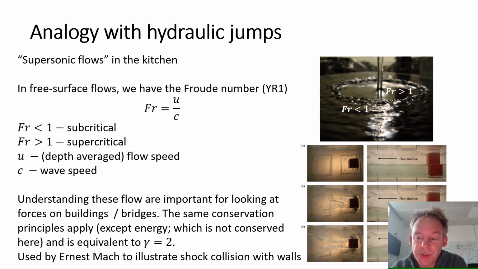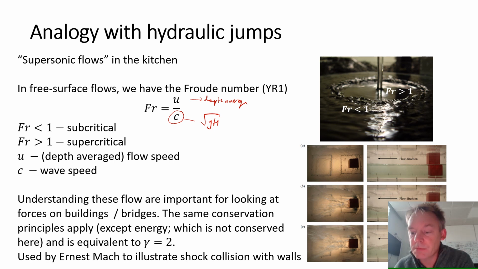There are very important physical differences. The first thing is that in shallow water flows we use what's called a Froude number, which is equivalent to our Mach number. It's defined as the depth averaged velocity divided by the wave speed on shallow water, which is the square root of g times h, h being the water depth. This is a very important type of analysis used in river flows, tsunamis, and storm inundation in shallow waters.